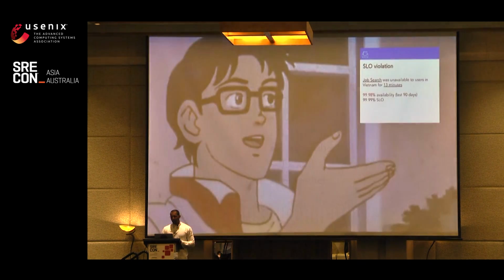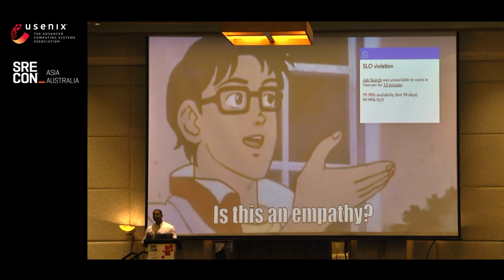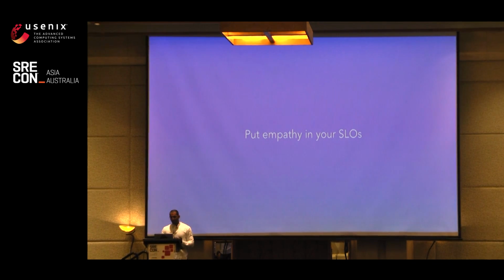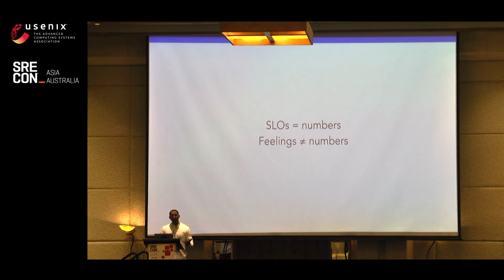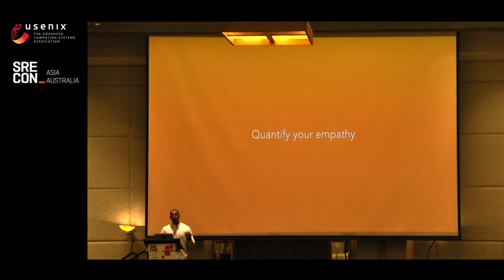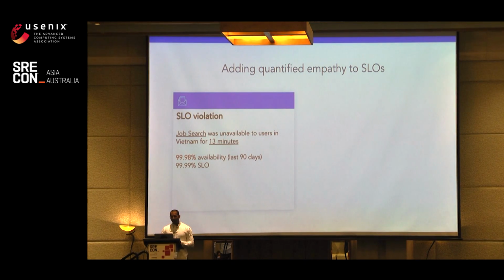You put together an SLO, and you put an SLO violation. You think, is this an empathy? Does this have feeling? Does it have emotion? Not so great. So you want to put empathy in your SLOs, because SLOs without empathy are bad SLOs. SLOs are all about numbers, but the problem is that these are feelings, and feelings are not numbers. You've got to find some way to turn these feelings into numbers, or as I put it, to quantify your empathy.